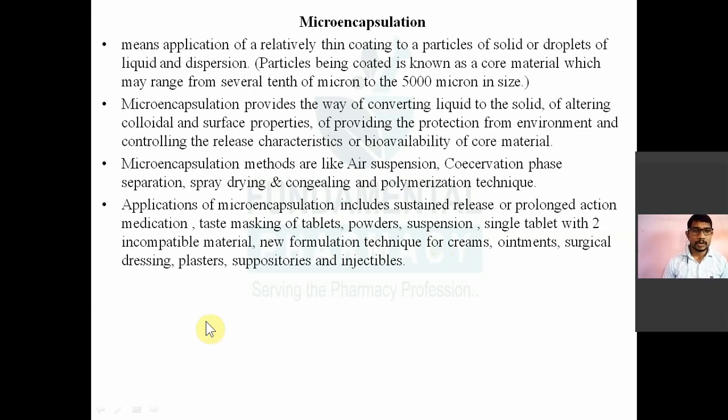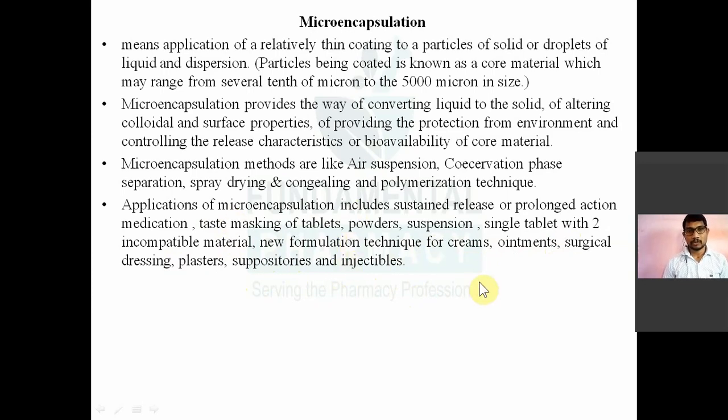So that's how microencapsulation helps you form a sustained release or prolonged release product. Then taste masking for tablet, powder, suspension, and a single tablet with two or multiple incompatible materials. You can use this microencapsulation technique to sustain your product in the market. It is also a new formulation technique for creams, ointments, surgical dressing, plaster, suppository, and injectable. It is not a very important part, but still you should know it.